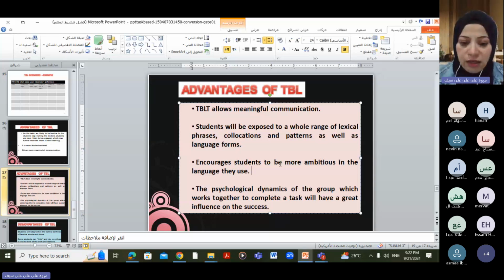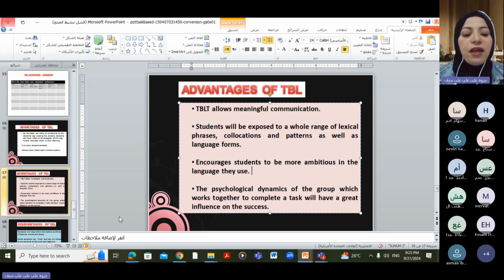Okay, yeah, the psychological dynamics of the group, the collaboration, the cooperation in the group, which works together to complete a task, will have a great influence on the success, because even the high achievers help the weak achievers within the group. The ones who are enthusiastic will help ones who are not willing to share in the first place. They bring them up to their level. Even the ones who feel shy, the students within the group will help them to share, and they will not feel embarrassed. So they will be motivated.